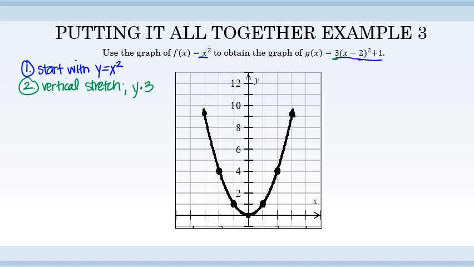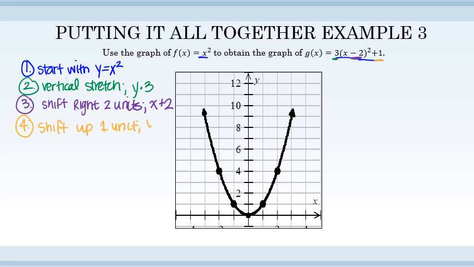Okay, then we'll deal with this -2. So that's on the inside of the function, so that means that's going to affect the x values. So that's going to shift them right 2 units, which means you're going to take your x values and add 2. Again, with x's, you always do the opposite. And then our last part is adding 1, and that's on the outside of that x squared function, so we're going to shift it up 1 unit, which is taking your y values and adding 1.